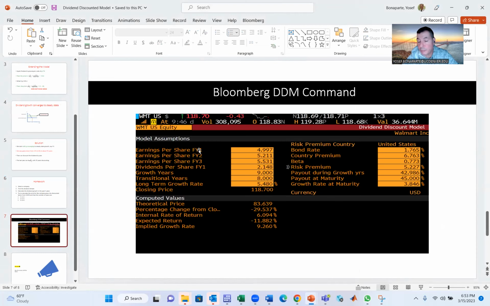If you want to use Bloomberg Terminal, it's easy. Go choose a company and do DDM and get the theoretical price of the company.